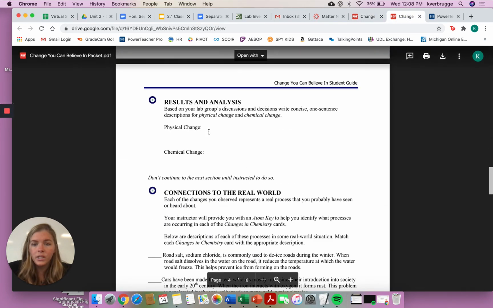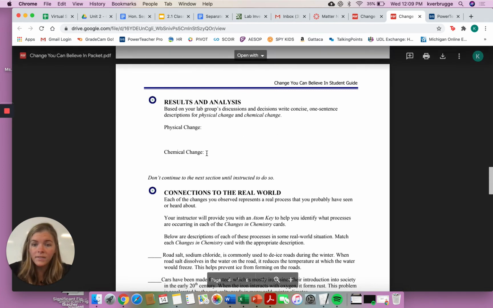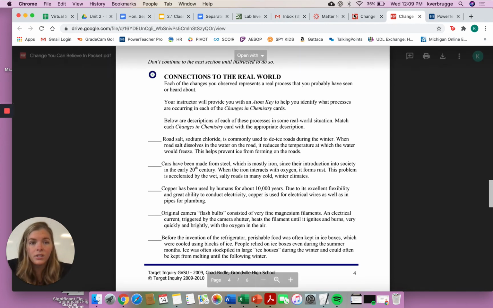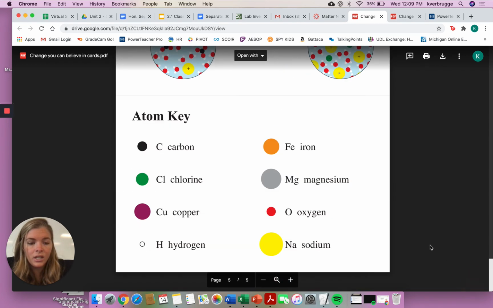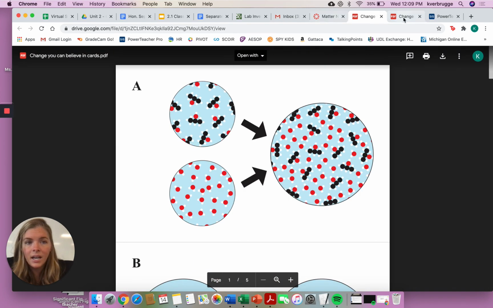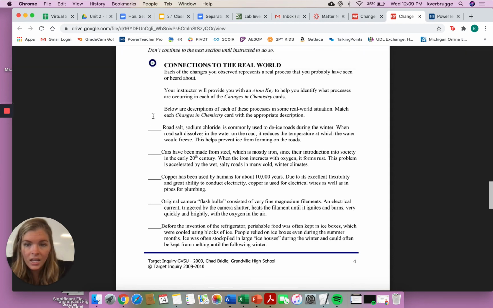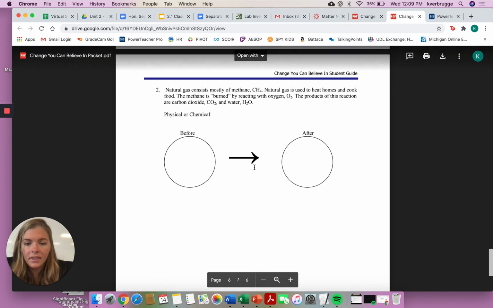After you do that, as you're not going to be working in a group, individually you're going to classify what is a physical change, what is a chemical change. It then gives you some specific examples. You're going to be matching each specific example to one of the task cards. Notice at the very bottom of this sheet, there's an atom key, so the little black circles represent carbon. You can use that to help you determine what type of change each of these things are. If you think this corresponds to task card A, you would put an A here.